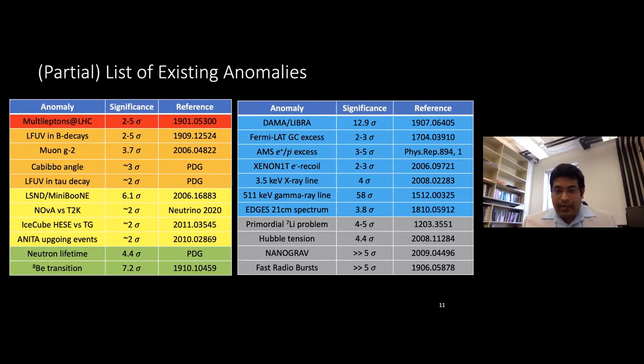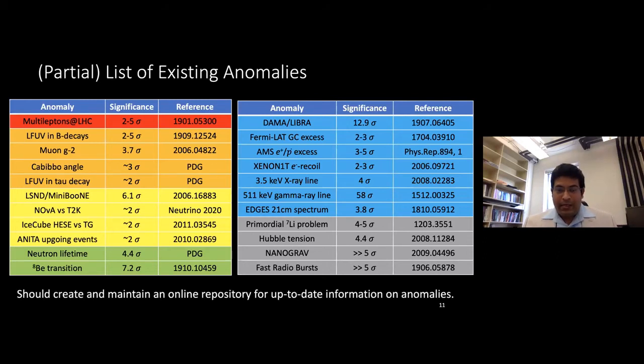And finally, there is this very weird phenomenon of fast radio bursts, very serious radio signals, which are of millisecond duration, and they are coming repeatedly. Some of them are non-repeaters, some of them are repeaters that are coming from far away, which we do not know about. So this is just a partial list of the existing anomalies.